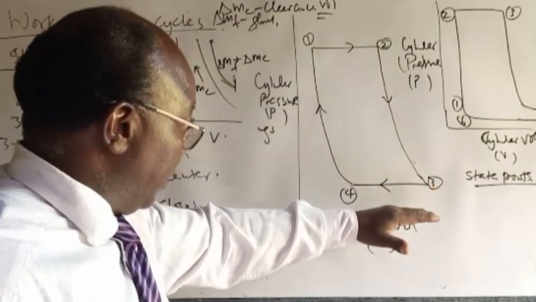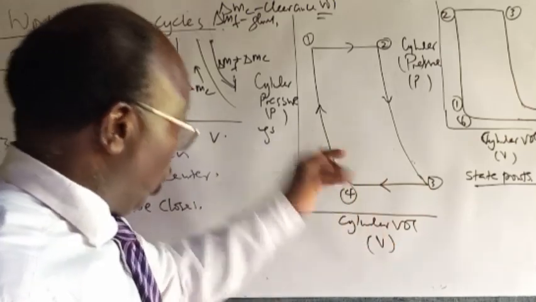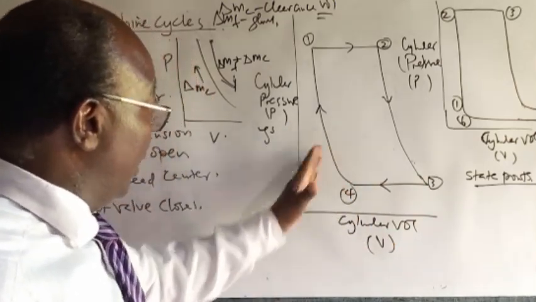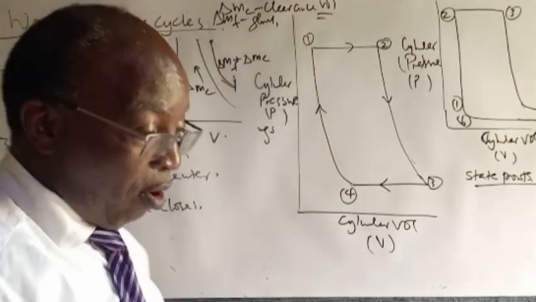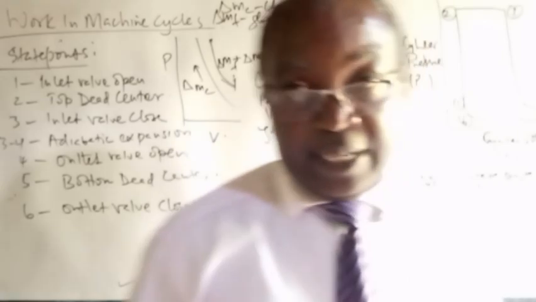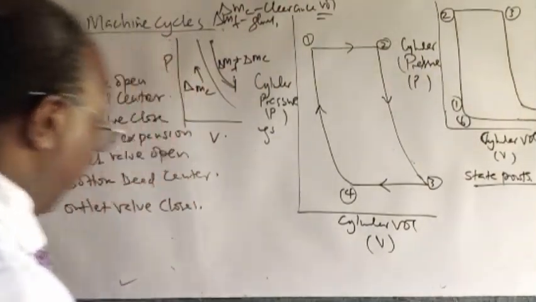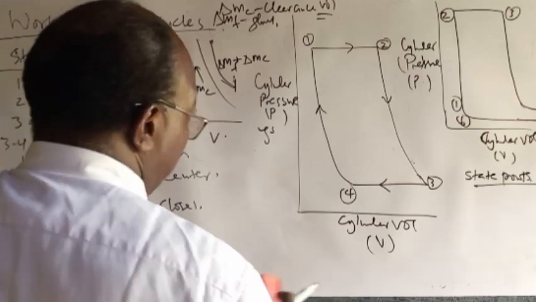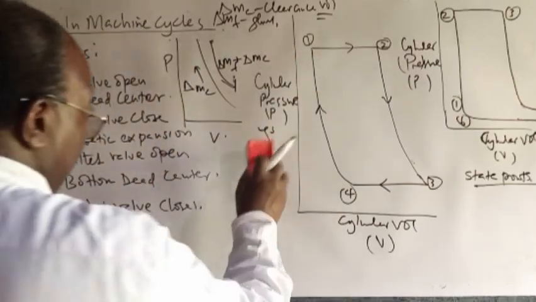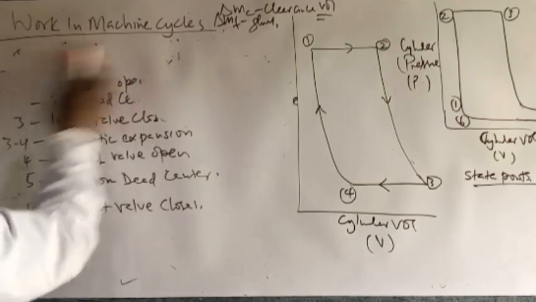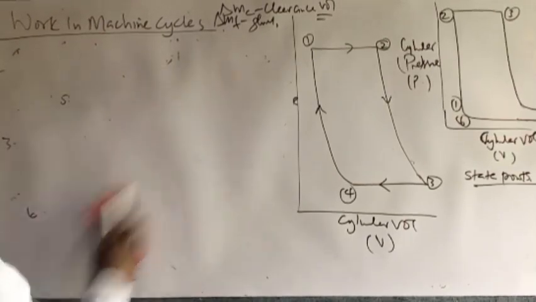MF will exit at some point here, and then at this particular point, both valves are closed, so we will have compression of the clearance volume fluid at that particular point. Now, how do we compute work for this machine cycle? How do you compute work for this machine cycle?